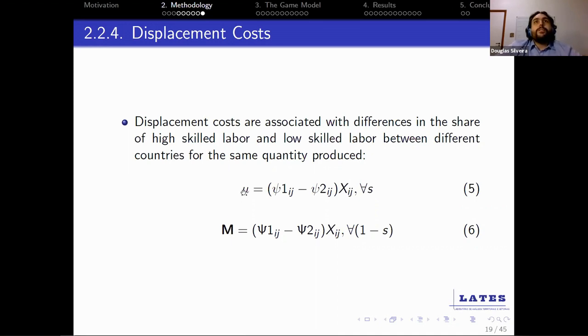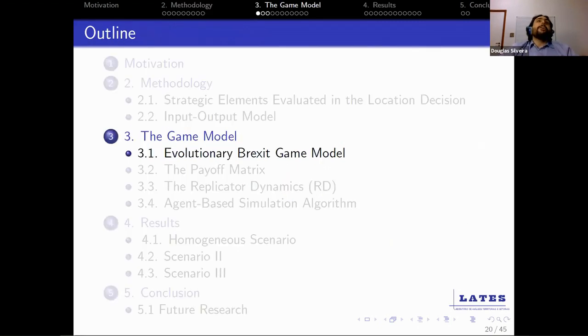Actually, equation 5 is giving us the displacement cost if Brexit occurs with probability S. And as we might have another scenario in which Brexit does not occur, we have to consider this displacement cost as a function associated with the probability that Brexit will not occur. So that's why we have these 2 different equations, but they are measuring the same effect, which is the displacement cost.